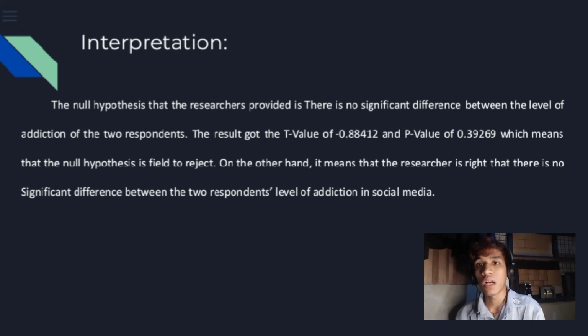Based on the overall data we gathered from figure 1 to figure 3, we as researchers found that the null hypothesis is that there is no significant difference between the level of addiction of the two groups of respondents. The result got a t-value of negative 0.888412 and a p-value of 0.39269, which means that we fail to reject the null hypothesis. In other words, the researcher is right that there is no significant difference between the two respondent groups' level of social media addiction.